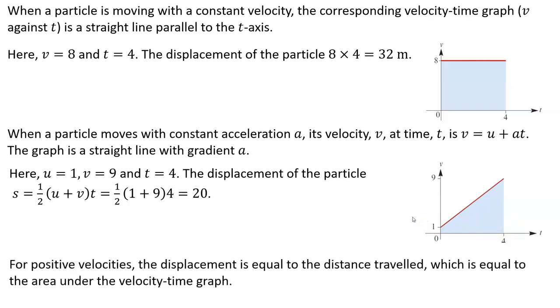For positive velocities, the displacement is equal to the distance travelled, which is equal to the area under the velocity time graph. This is the case when the acceleration is variable too.